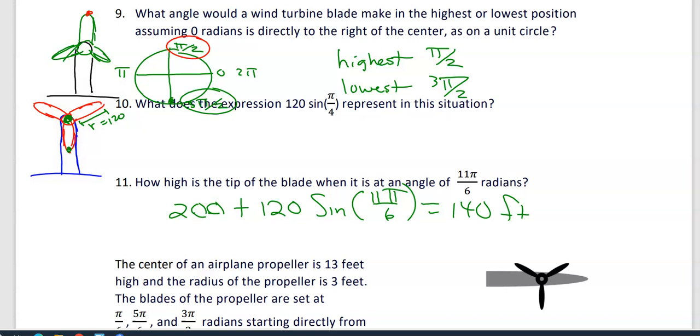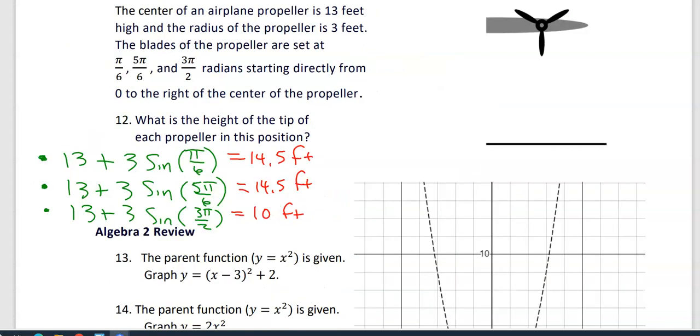And then the last set of problems relates to airplane propellers. So take a look at the problem. You're given some radians. You are told the radius is 3 feet, and the center of that propeller is 13 feet above the ground. So figure out the answers and then turn the video back on when you're ready to continue the discussion. All right, so the answers are 14.5, 14.5, and 10.